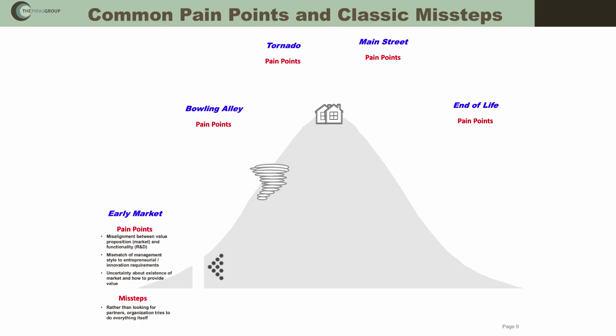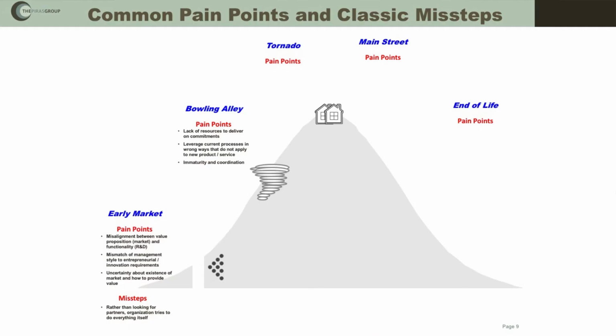Let's talk about the bowling alley phase. As the organization now enters bowling alley, inadequate resources are often the major pain point. Okay, sometimes resources are constrained by, again, investment dollars or the ability to attract the right skilled people, but it often results in time delays, missed milestones, and commitments.